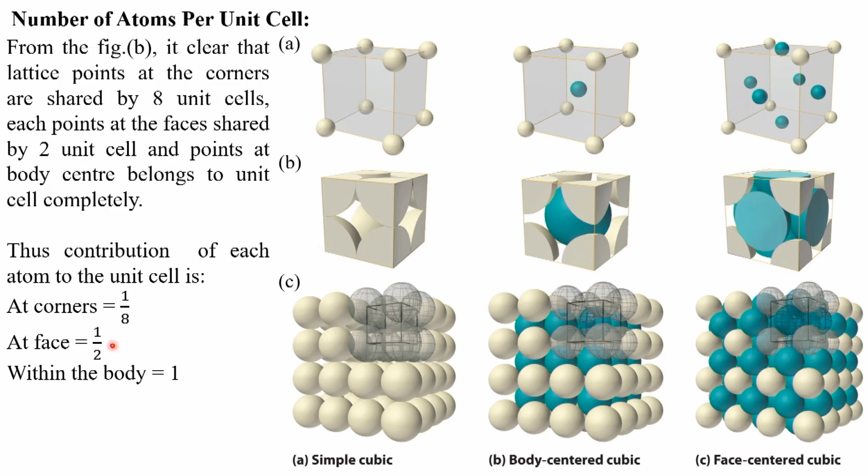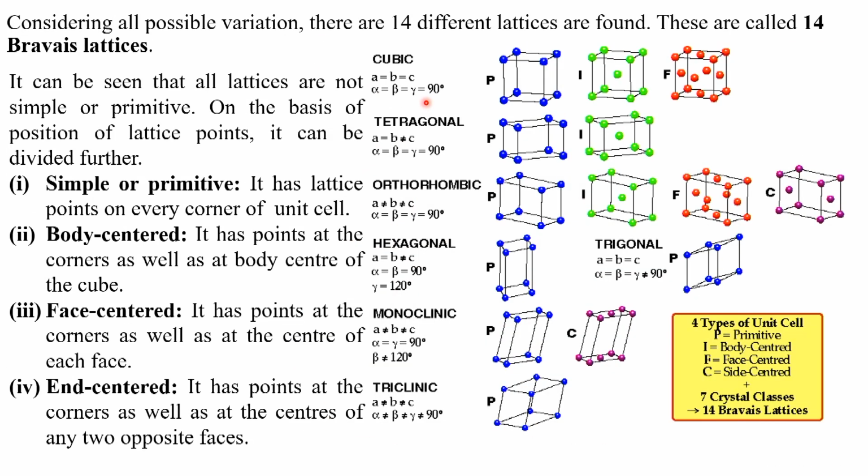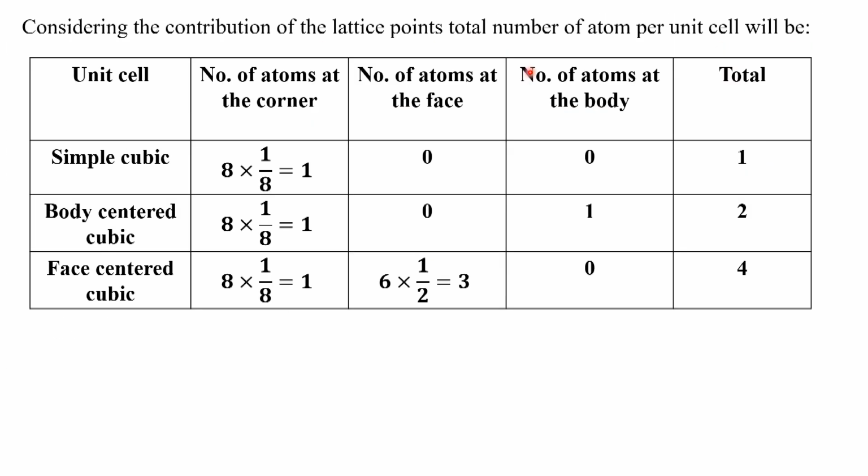Okay, so at face half, and within the body you get 1. Now considering the contribution of the lattice points, total number of atoms per unit cell will be, so for simple cubic, number of atoms at the corner, so 8 corners and 1 by 8, so you get 1. Number of atoms at the face, there is no atom at the face here. If you consider this cubic one, you see there is no atom at the face. So 0, number of atoms at the body also 0, so total is 1.